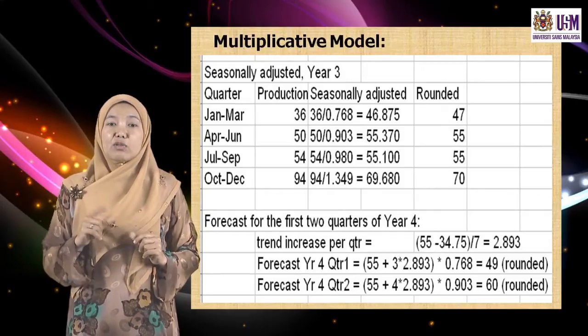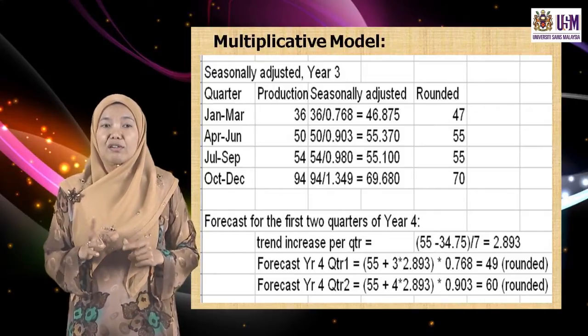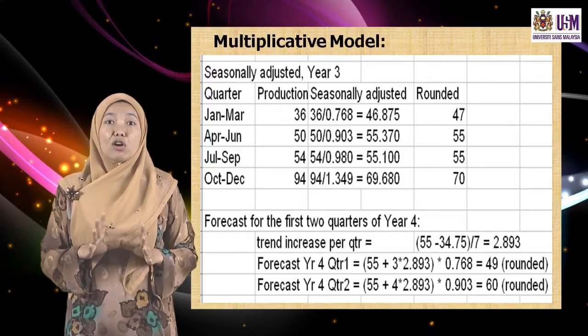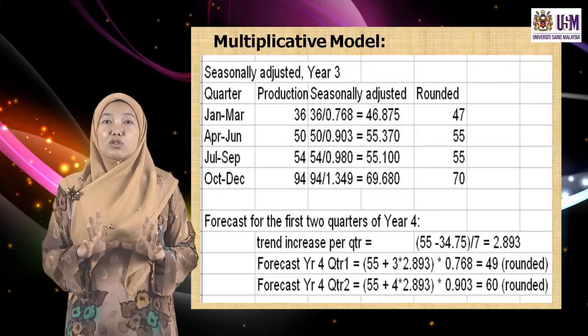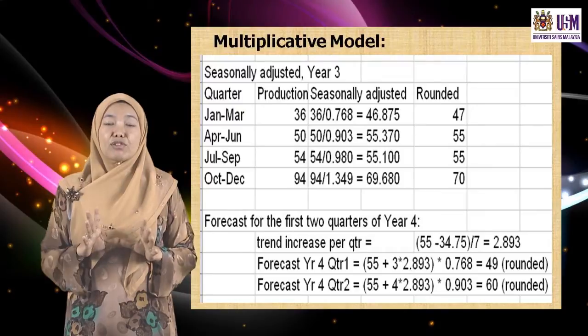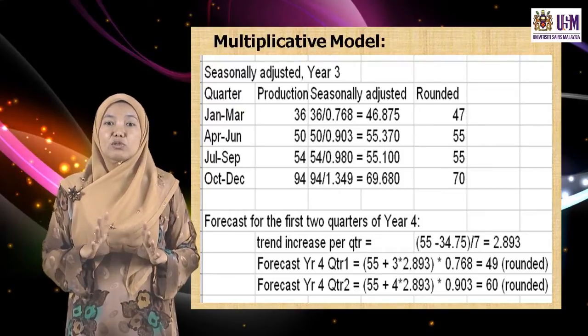You round up to 55. So for the third quarter, production value of 54 divided by the seasonal index of 0.98, you get a seasonally adjusted production value of 55.1. Okay, that is rounded up to 55.